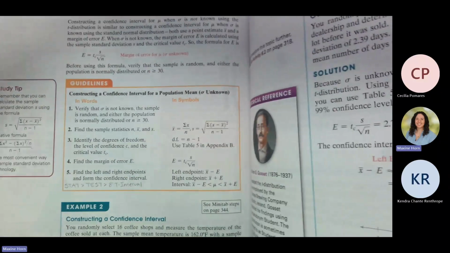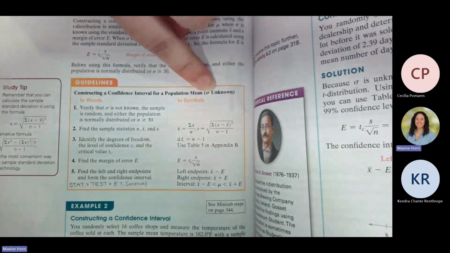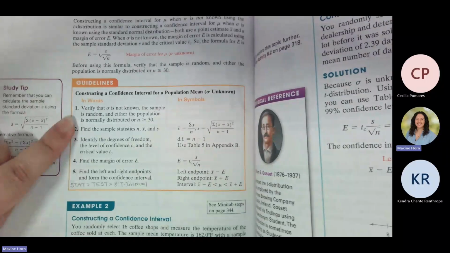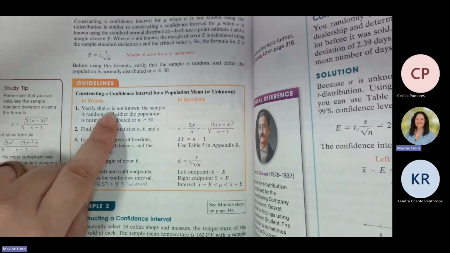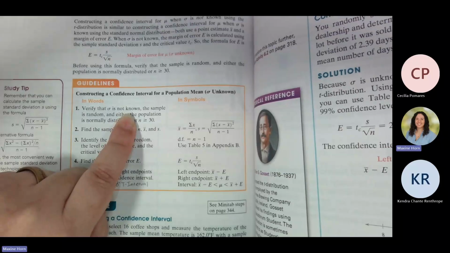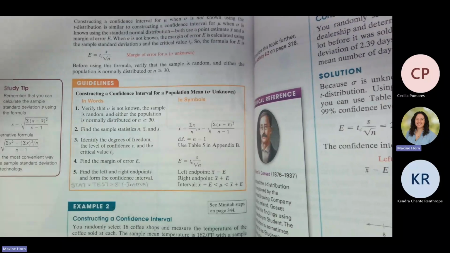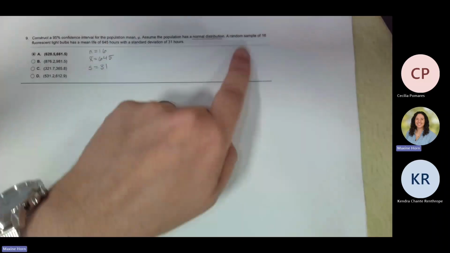Okay. All right. So let's take a quick look at what the requirements are for that. Go back to the guidelines in the book, right? So this is for when our population standard deviation is unknown. So again, we need to verify a few things. Verify the population standard deviation is not known. Check, not known in this one. The sample is random. Did it say the sample was random? Yes, it did. It said a random sample of this many light bulbs.